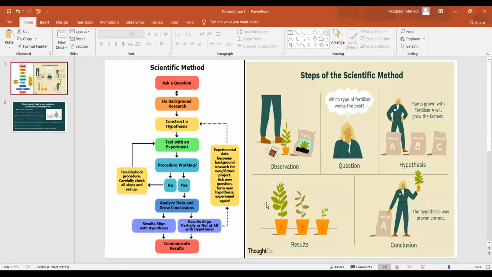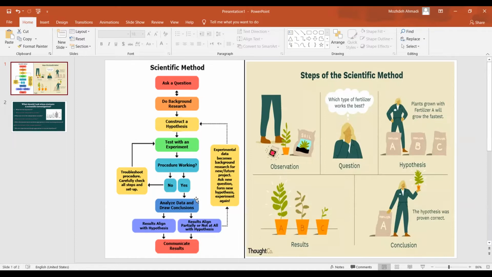Okay, that's all for the steps of the scientific method. Let's review one more time. The steps of the scientific method are asking questions, and then we do the background research, and then we construct a hypothesis. A hypothesis is a scientific question, a prediction, I can say. And when we construct the hypothesis, we should test it with an experiment. And the experiment should have steps.